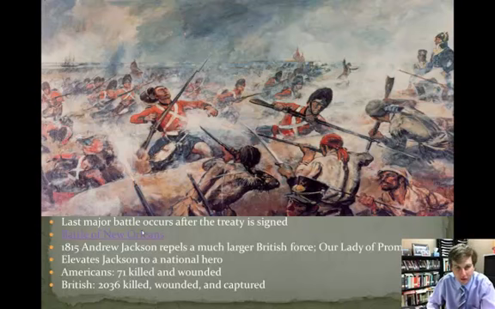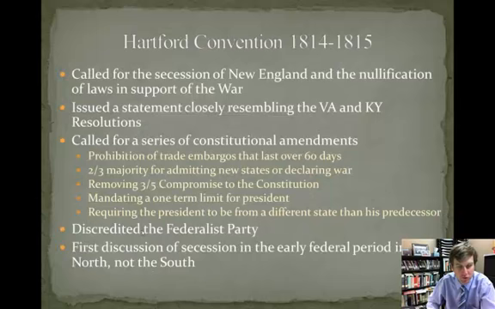This elevates Jackson to a national hero. In fact, there are 71 Americans killed or wounded. There are 2,036 British killed, wounded, and captured. So it's a major victory for the United States.